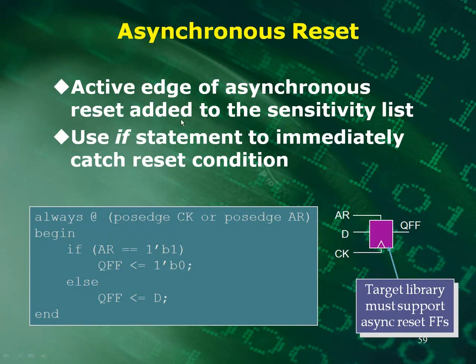Asynchronous reset. The active edge of the asynchronous reset, we have to add that to the sensitivity list. So here in the sensitivity list, I still have the @(posedge clock) or posedge asynchronous reset. Then in the code, if asynchronous reset is 1, I set the flip-flop to 0, otherwise it clocks the D. So in this case, you're going to need a target library that supports the asynchronous flip-flops. You can do this. Be very careful with asynchronous resets.